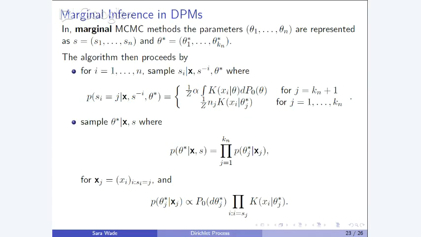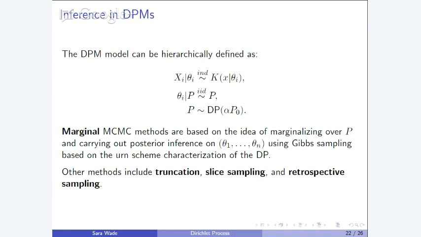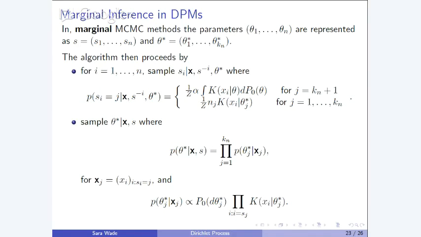Okay, so let's see how the Gibbs sampling algorithm looks for the marginal MCMC methods. We said we're going to integrate out P, and what we're interested in, our target, is to obtain posterior inference on theta 1 to theta n, given my data. So that's our target. Our first step is just to rewrite this sample in terms of the labels and the unique values.